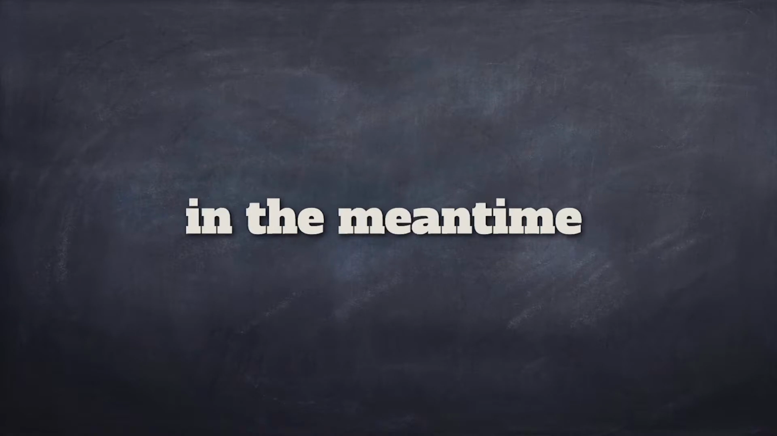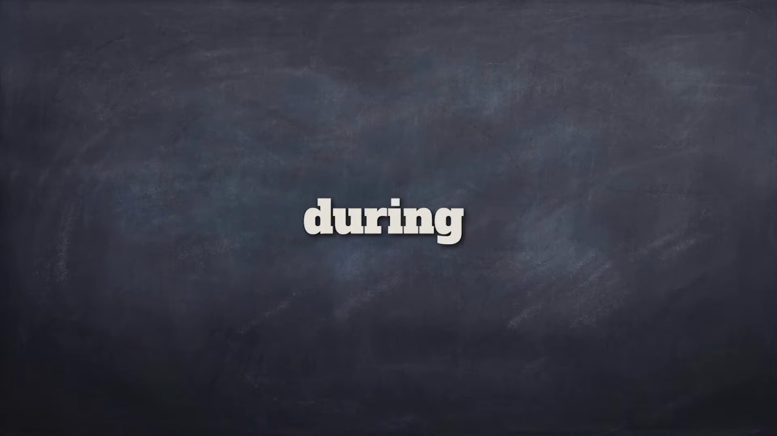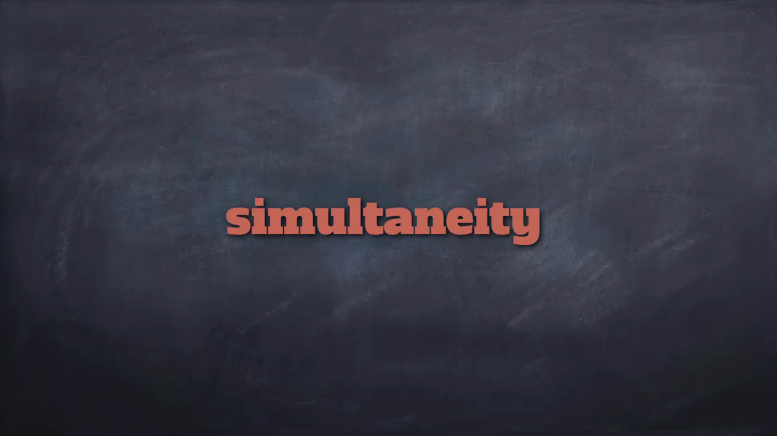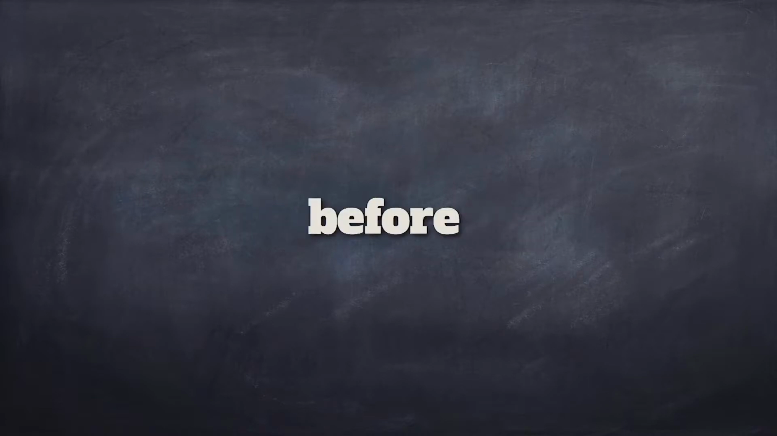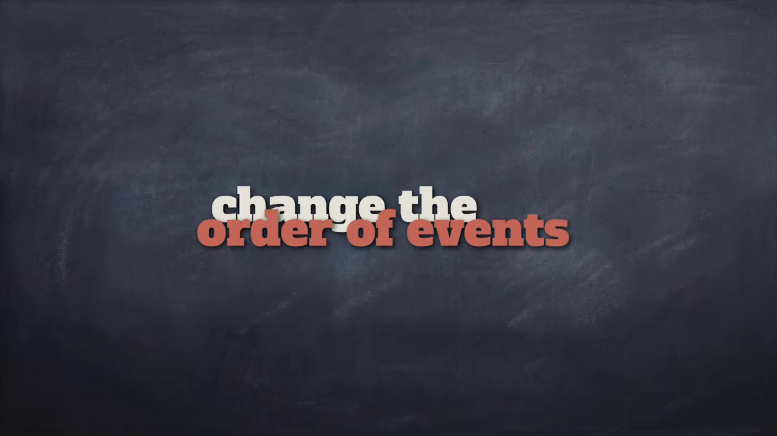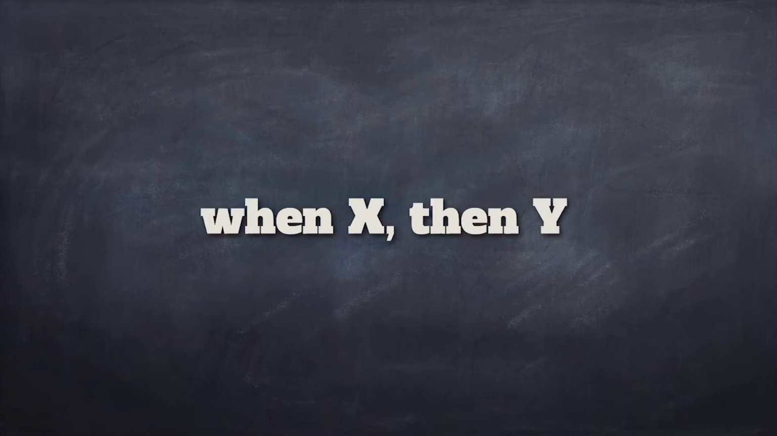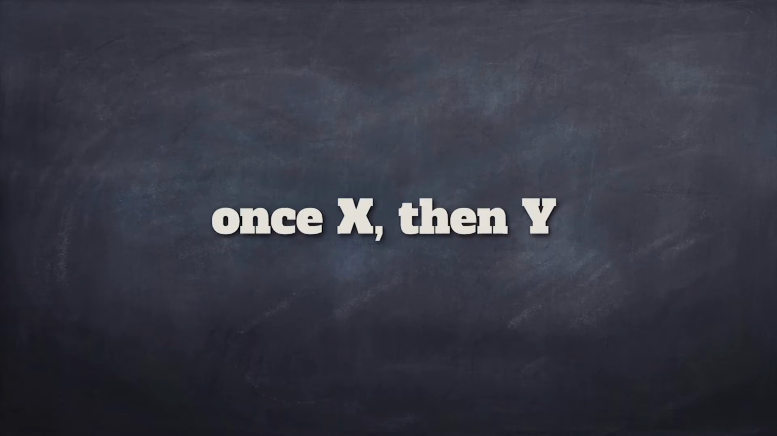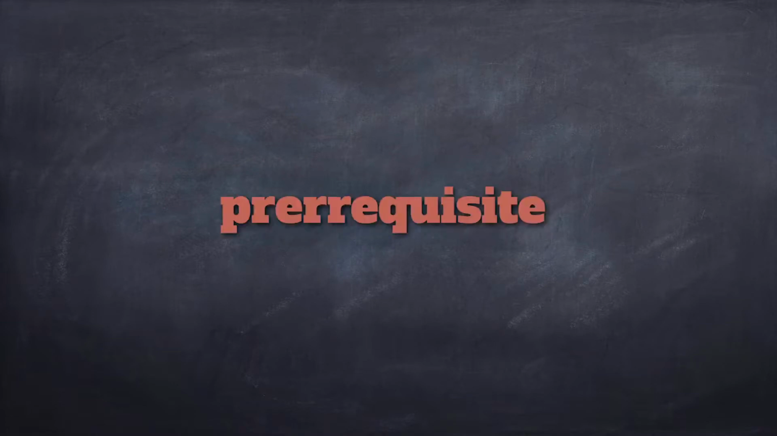Among synchronizers, we can find while, at the same time, in the meantime, during, to express simultaneity, before or earlier, or prior to change the order of two events and not lose track, and as soon as X, Y. When X, then Y. Once X, then Y. All of them establish a prerequisite action.